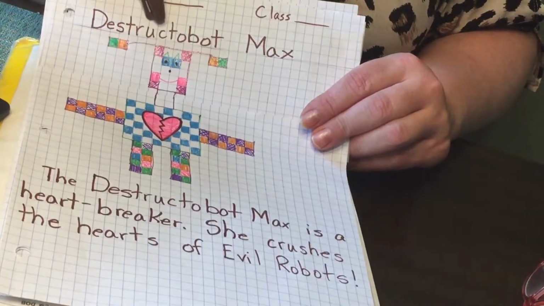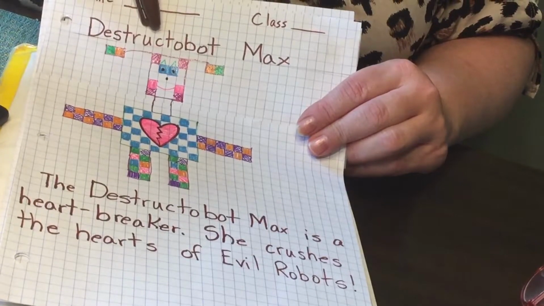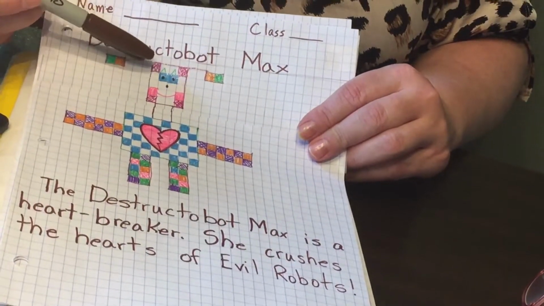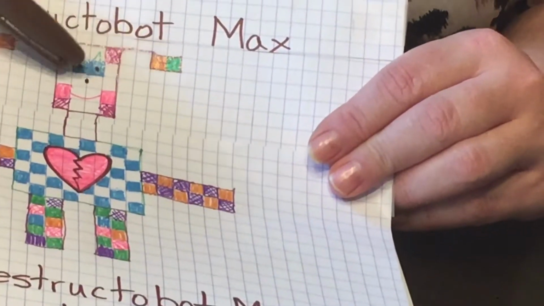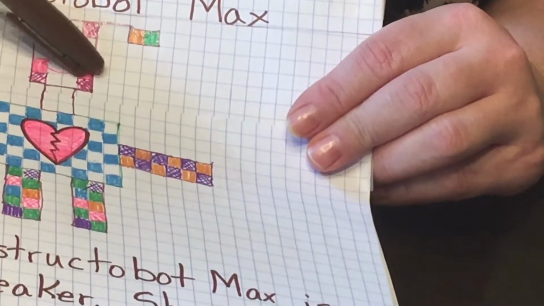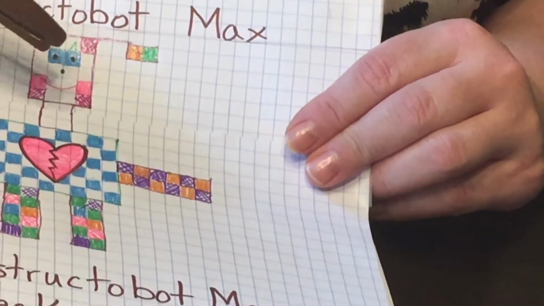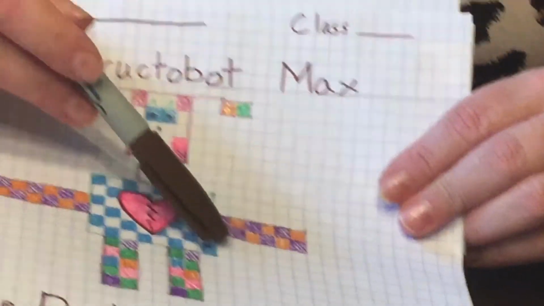Anyhow, so here's our Destructobot Max. Her head has an area of 20 square units, so if I were to count all the squares, 4 and 8, 12, 16, 20, so there's your 20 square units. I added a little neck, and then you have to go to the body.